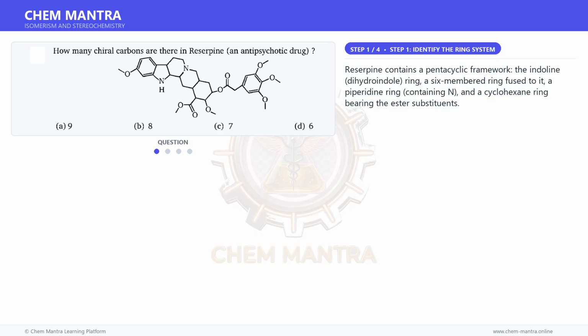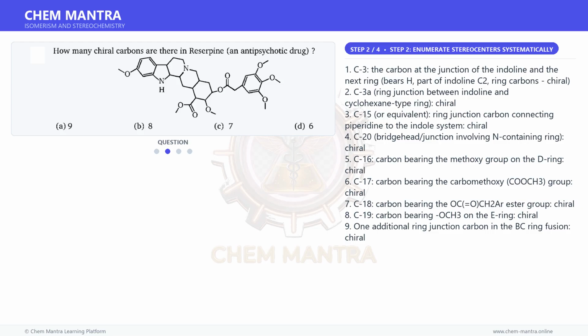Reserpine contains a pentacyclic framework: the indoline dihydroindole ring, a 6-membered ring fused to it, a piperidine ring containing N, and a cyclohexane ring bearing the ester substituents. Moving on to the next step.